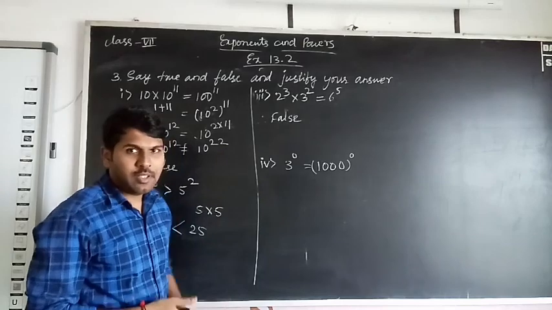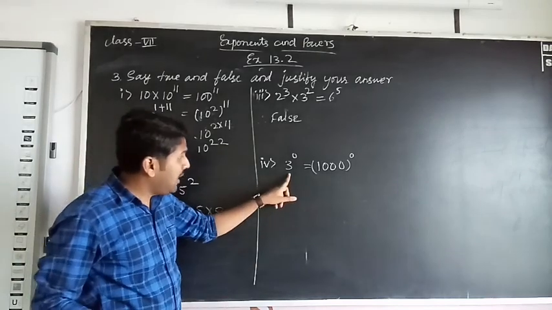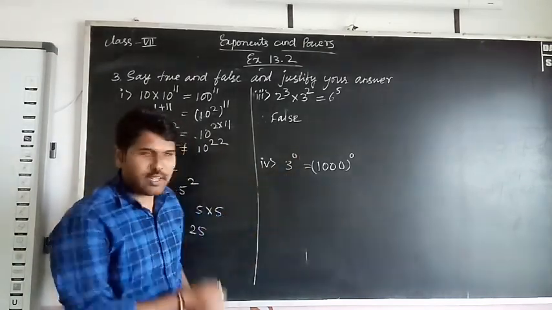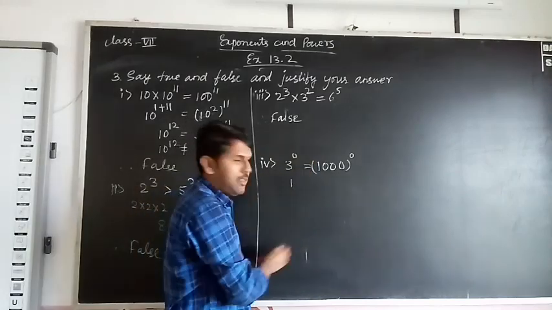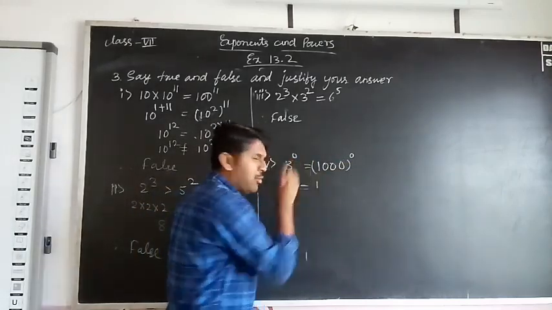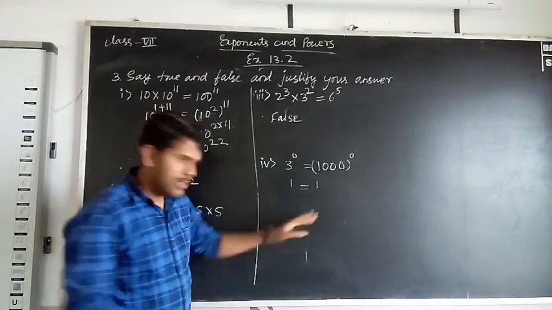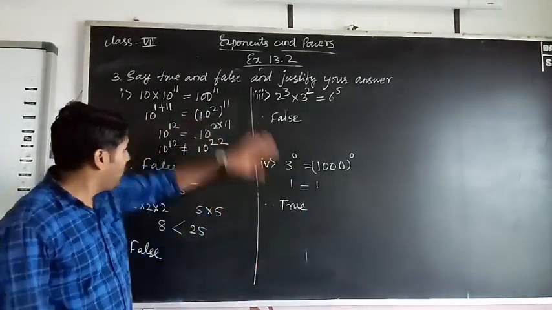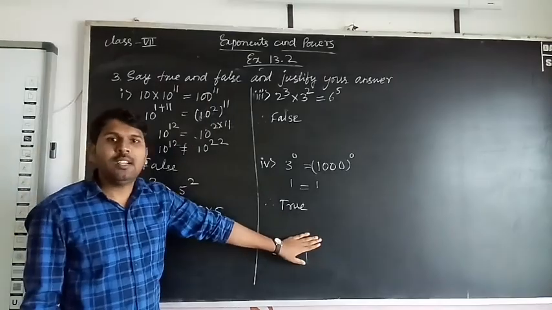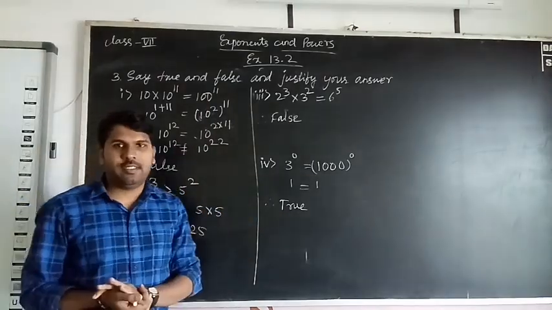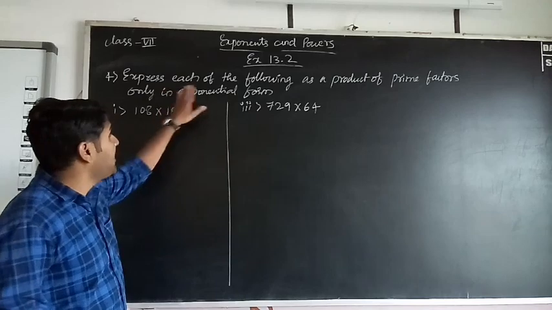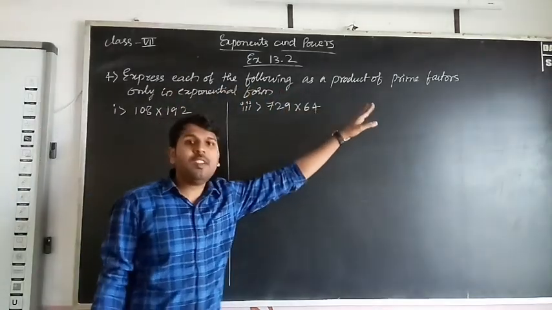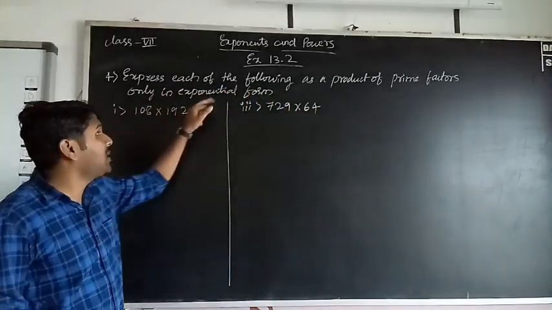Next, fourth one. Just now I explained that anything raised to 0 equals 1. 3 raised to 0 is 1. So 1000 raised to 0 is 1. So both are equal. So that means this is true. In these 4 questions, only the fourth one is true. The remaining 3 are false.